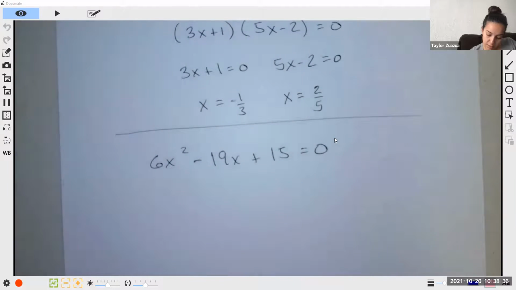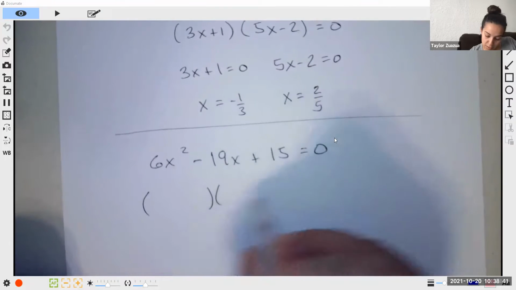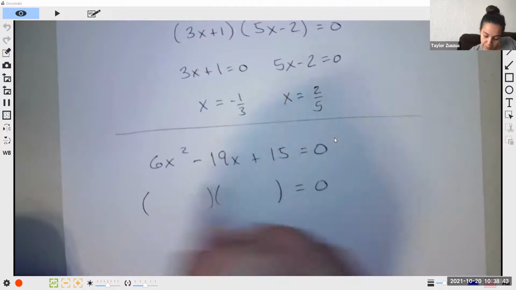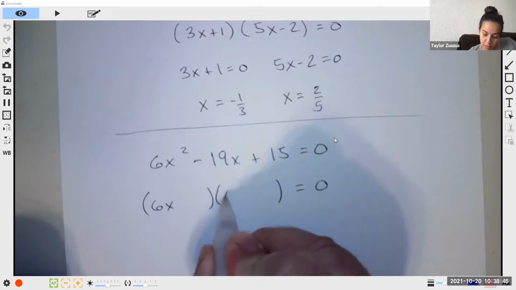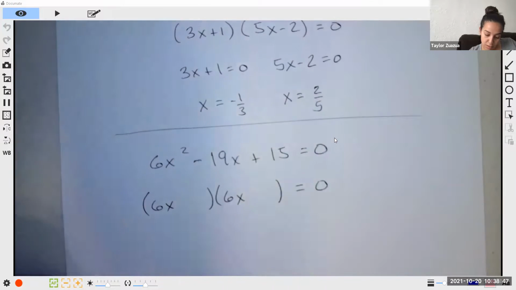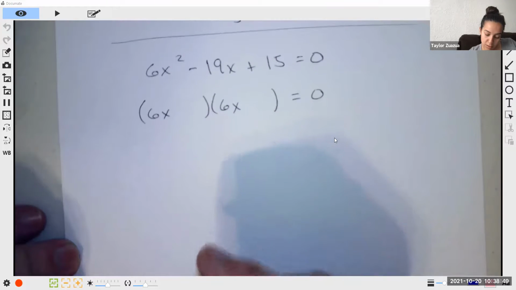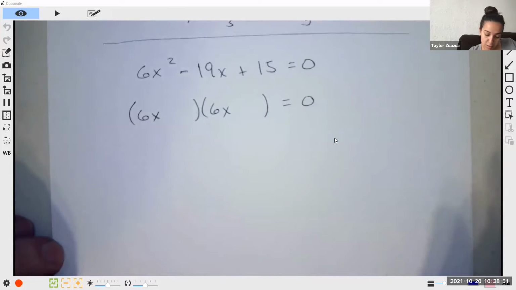So you bring down a 6 on both, 6x. 6x. And then it's positive and negative.